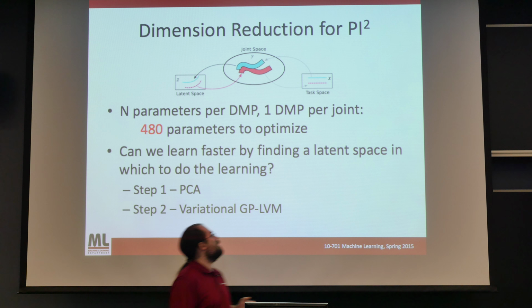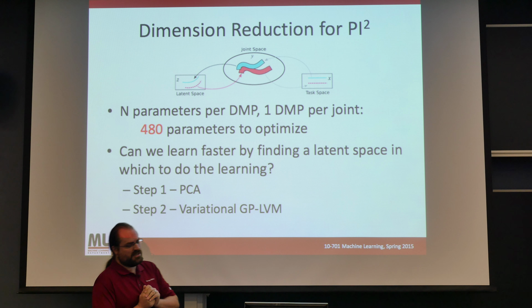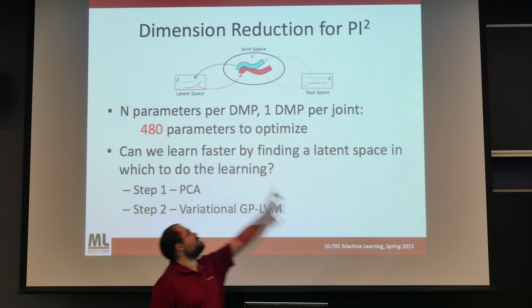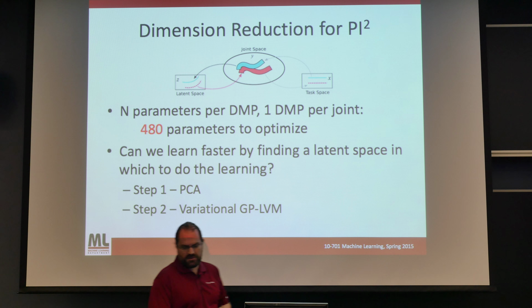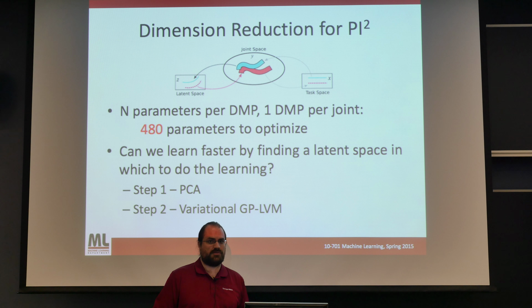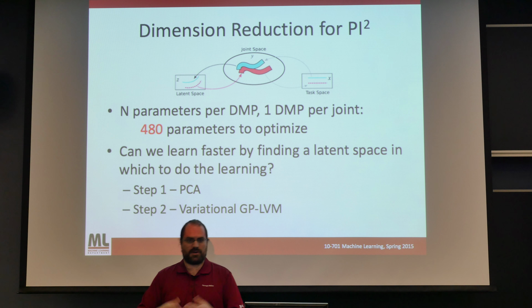The first step we tried was principal component analysis, where we take our trajectories in joint space, turn them into trajectories in a latent space, do our learning, our optimization there, and then back project into joint space and evaluate in task space. We also did a similar process with variational Gaussian process latent variable models. You can think of that as PCA, but with kernels, in a similar way to how Gaussian processes do kernel regression.